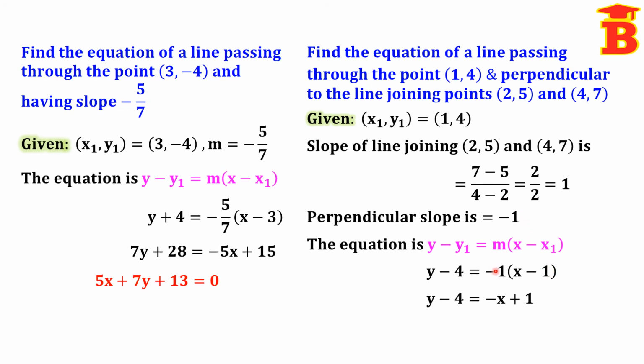This minus multiplied inside: -x, minus into minus plus 1. Now arrange all the terms on the left side. We get the answer x + y - 5 = 0. This -x take left side, +x + y. This 1 left side, -1. So -4 - 1 is -5, equal to 0, and this is the answer.